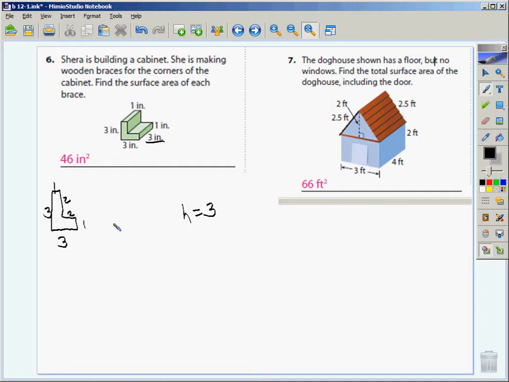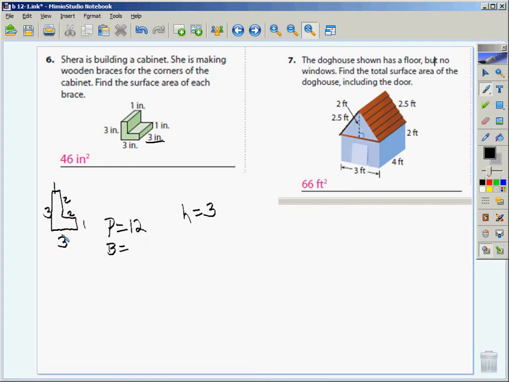Okay? So, I can find P and B of this shape that's on the bottom. 3 and 1 is 4. 4 and 2 is 6. Plus 2 is 8. Plus 1 is 9, plus 3 is 12.